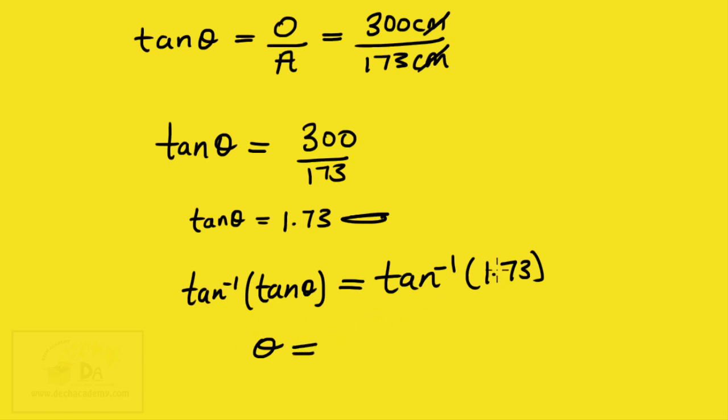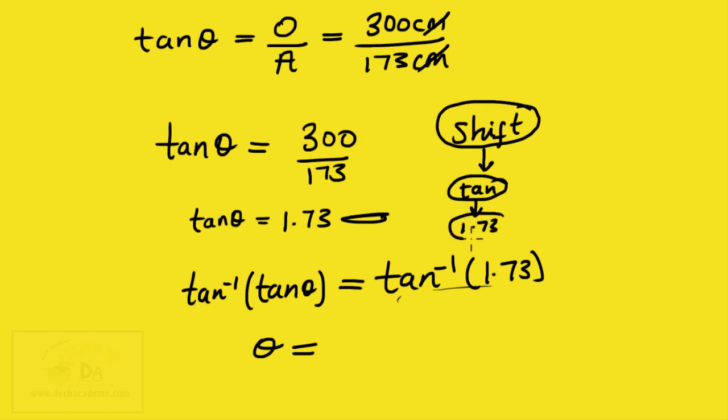So theta is equal to the inverse tangent of 1.73, and to evaluate this expression, all you have to do is push the shift button on your calculator, then push the tangent button, then type in 1.73, push the equals button, and you get your result: theta is equal to 59.97 degrees. And that's our angle of elevation.